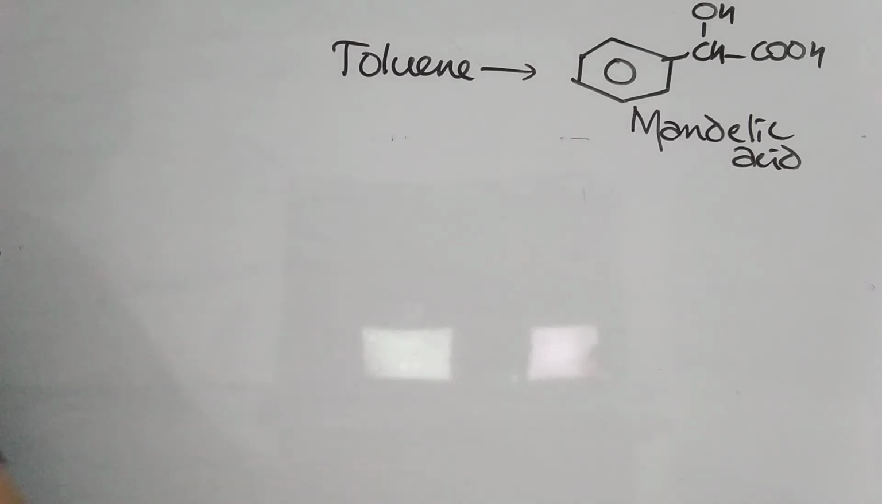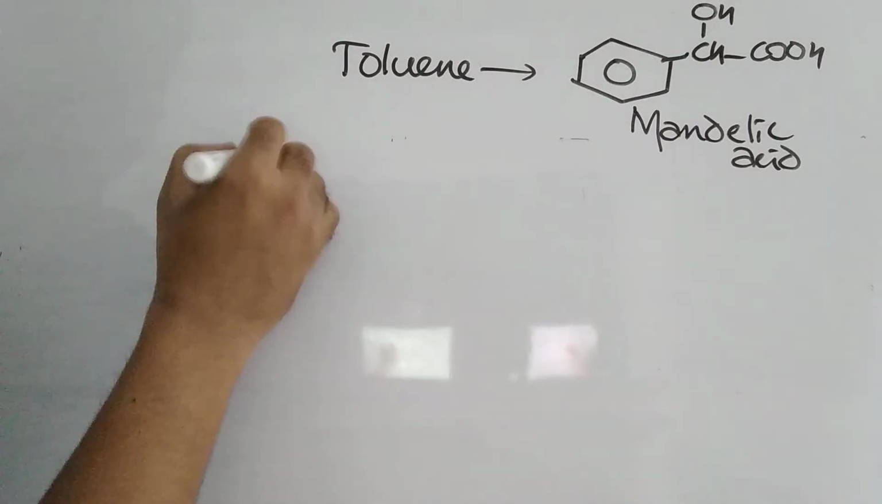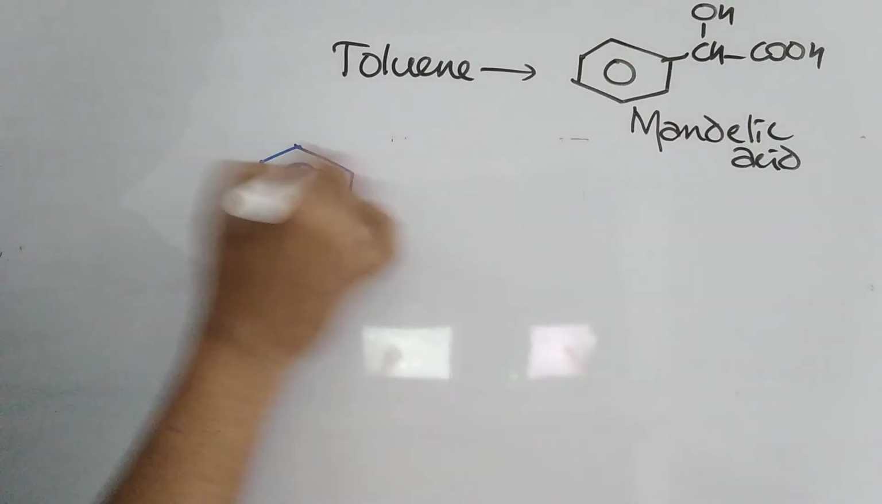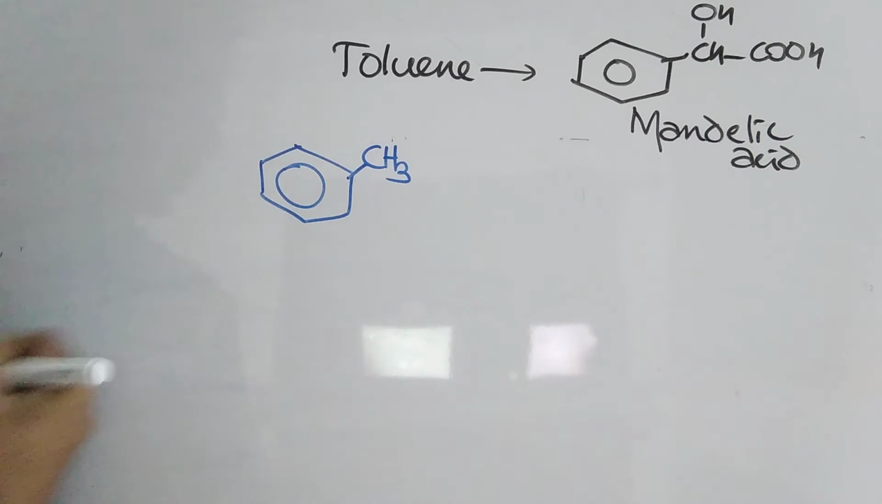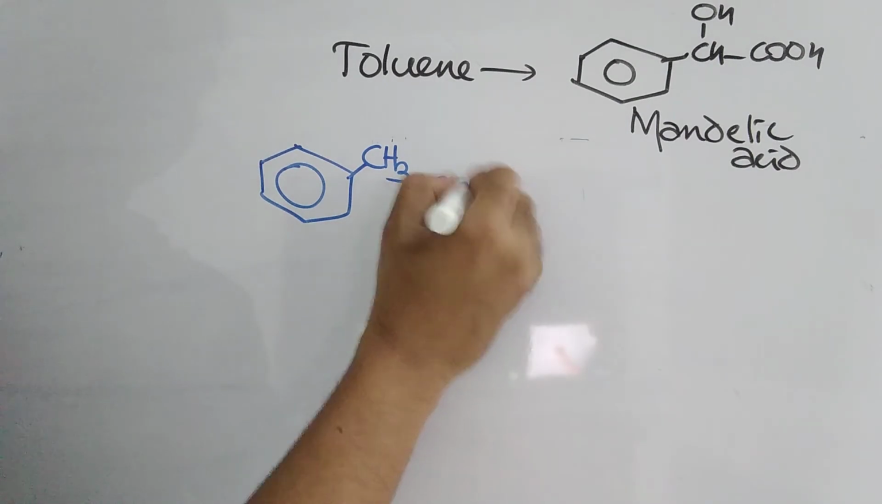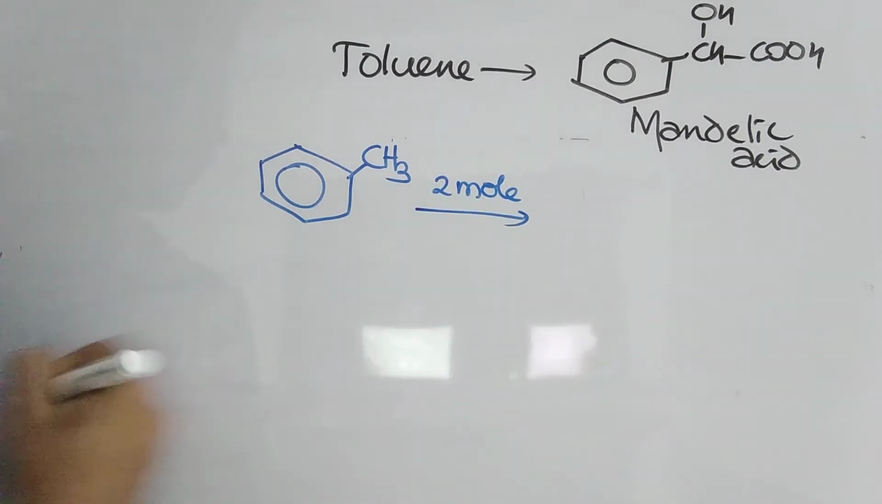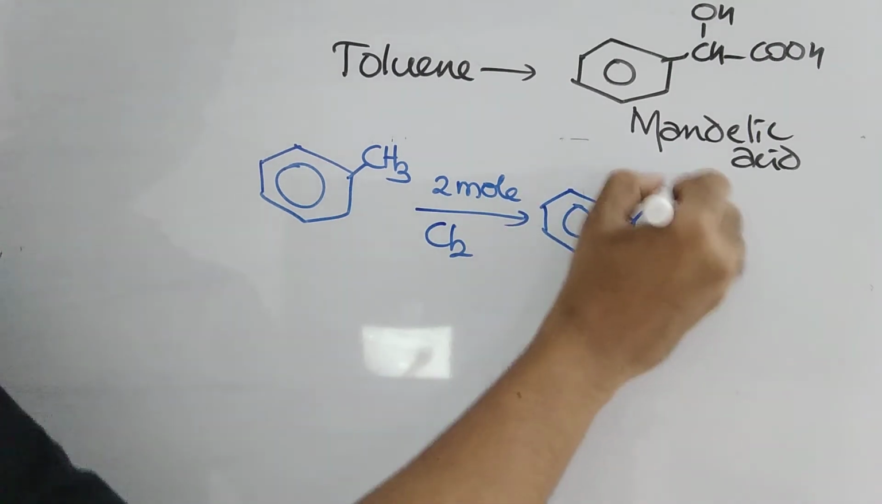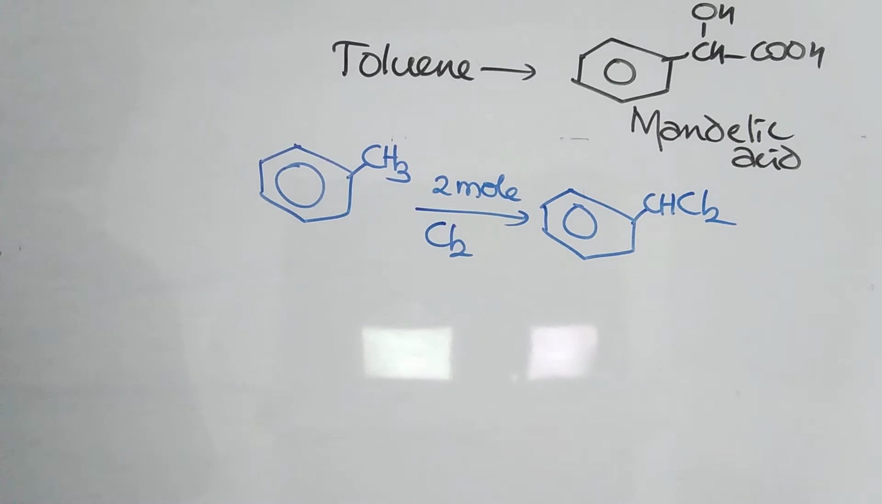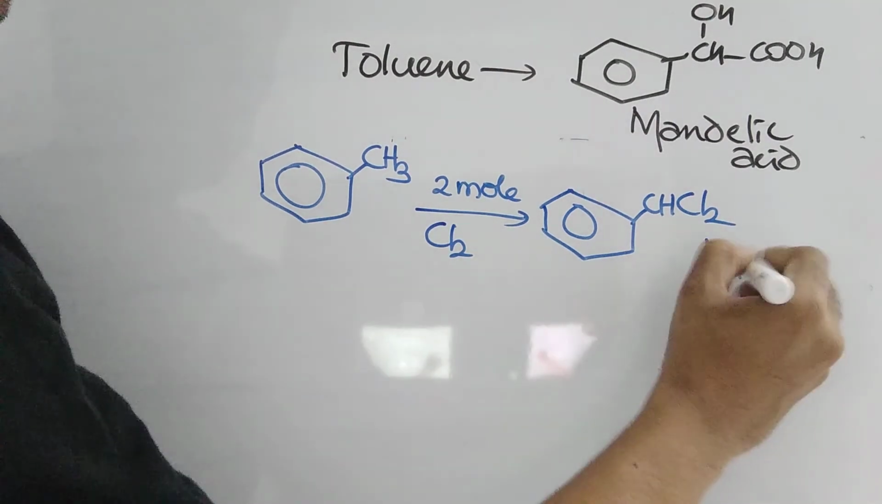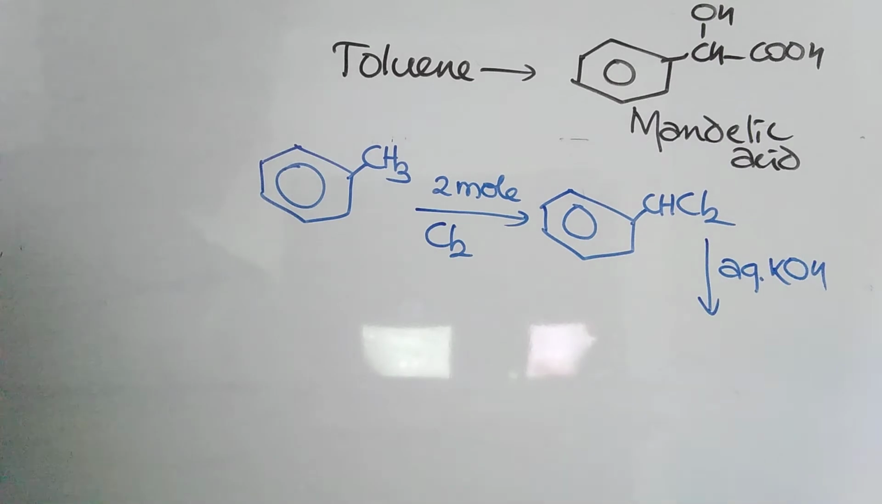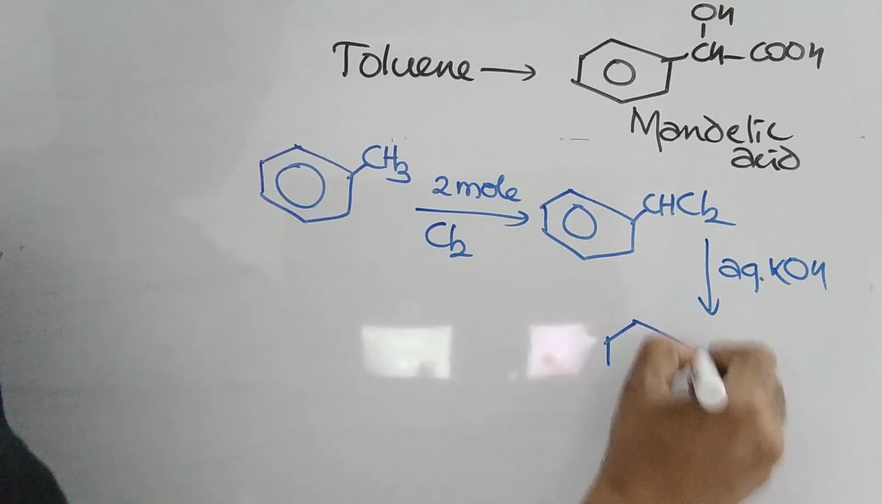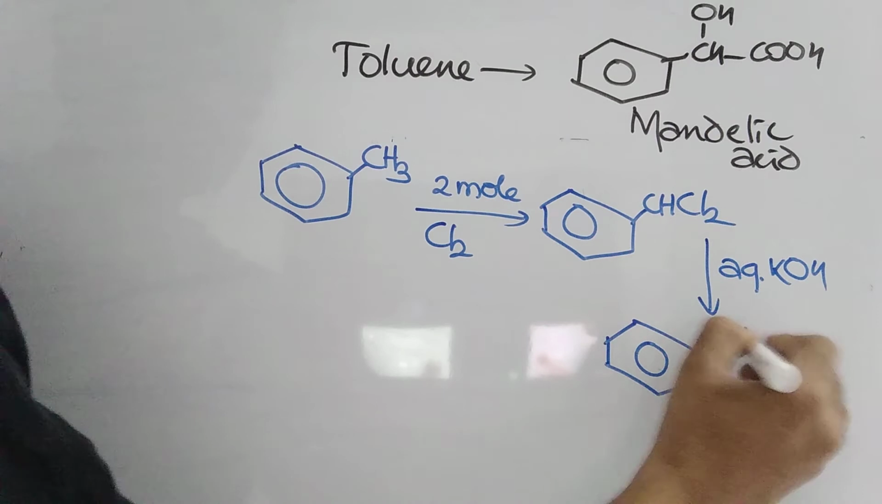In the conversion of toluene to mandelic acid, what you need to do is take first toluene, its methyl group, take 2 moles of chlorine. Okay, this is a lab type of technique. Taking 2 moles of chlorine is not possible, but for our understanding purpose, we can use. Then use aqueous KOH.